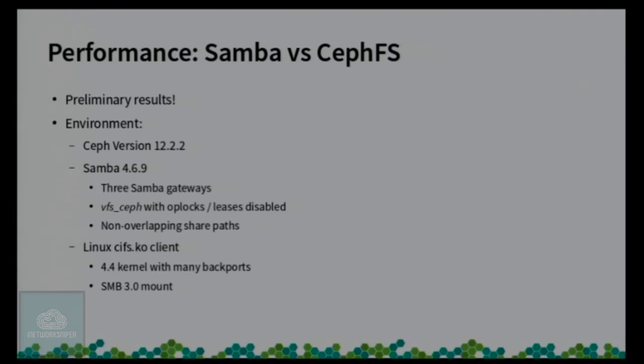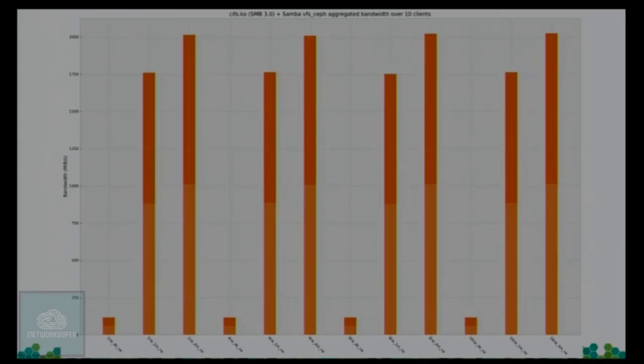So these are the results I had for CephFS aggregated bandwidth across all 10 clients, around 3.5 gigabits per second for read and write. With the Samba gateway, I think there's a considerable drop in throughput.